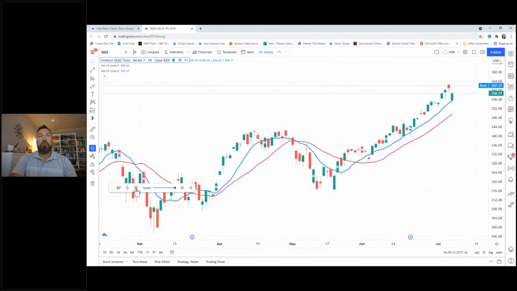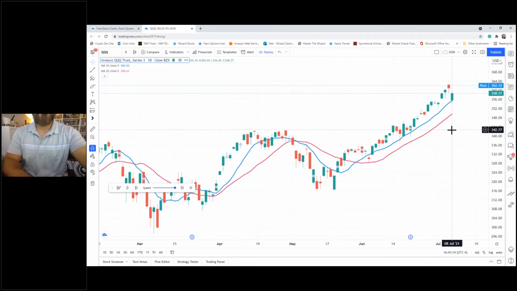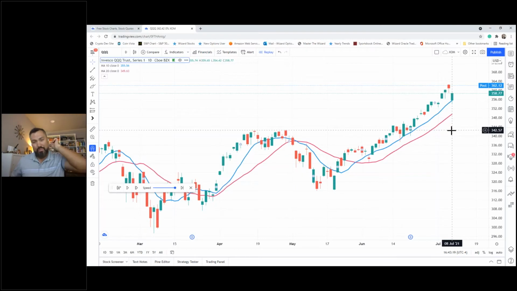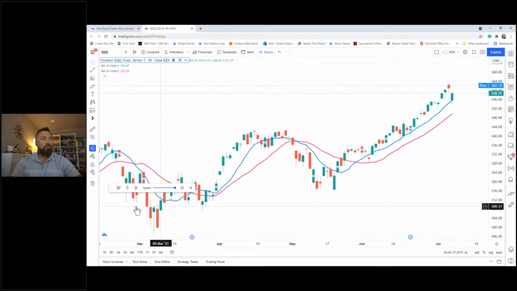So if you see this, let's go back to, let's see what day this is. This is on July 8th. Okay, so this is literally last week. So last week, if you pulled up this chart and you saw this bounce, what do you think is going to happen? You think this should go up or should go down as it's bouncing off this trend line? What should happen? Should it go up? Should it go down? What are the probabilities?